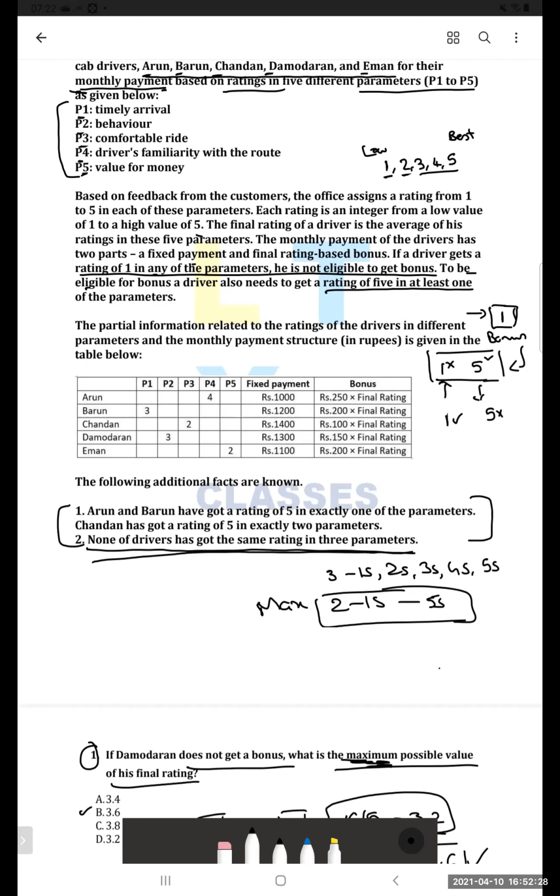Fixed payment plus bonus. Yeah, so we give ratings to each of them. Fixed payment, whatever has been given to us here, fixed payment plus variable payment will calculate. Okay, and we also need to calculate, are we now solving for minimum or maximum payment?